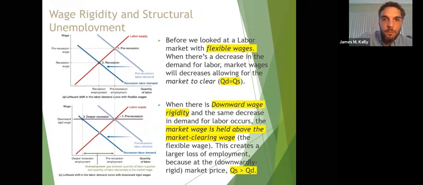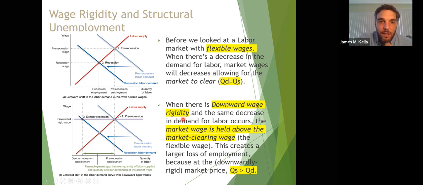So just to recap, we have some labor markets where we have flexible wages, meaning when there's a decrease in demand for labor, the market wage is allowed to decrease. There's nothing restraining it from decreasing. Therefore, we see a decrease in the amount of people employed and the wage rate. The market clears, so quantity demanded of labor is going to be equal to quantity supplied of labor.